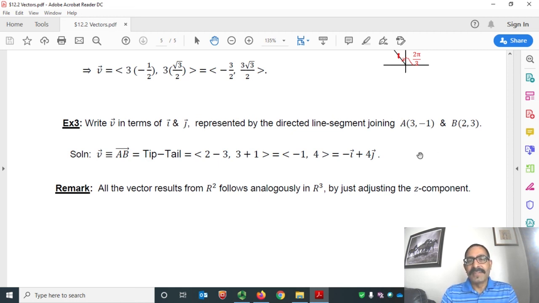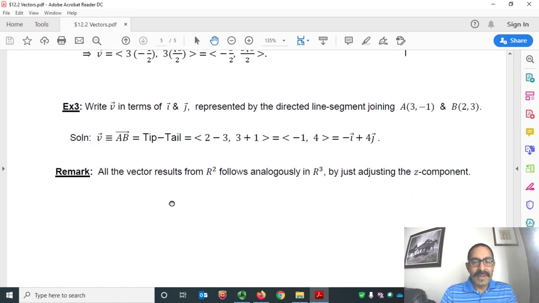So first let's find the vector. Now we need to find the vector joining these two points. So the formula is tip minus the tail. That means 2 minus 3, 3 minus 1. So the vector AB equals 2 minus 3, the first component. Second component is 3 minus 1, so 3 plus 1. So minus 1 comma 4, and then use the angular brackets. And when you are rewriting the vector using i and j, we don't need to write the angular brackets. We write negative 1 times i plus 4 times j.